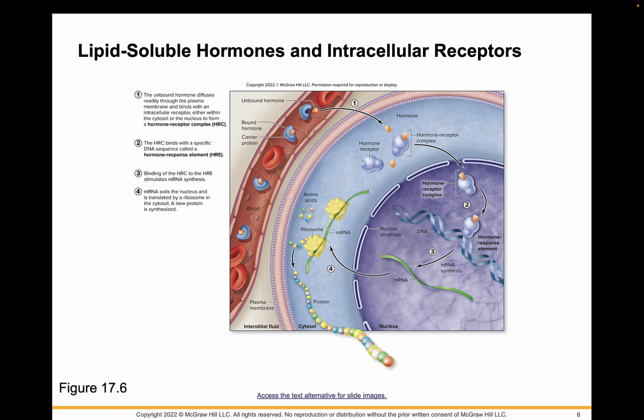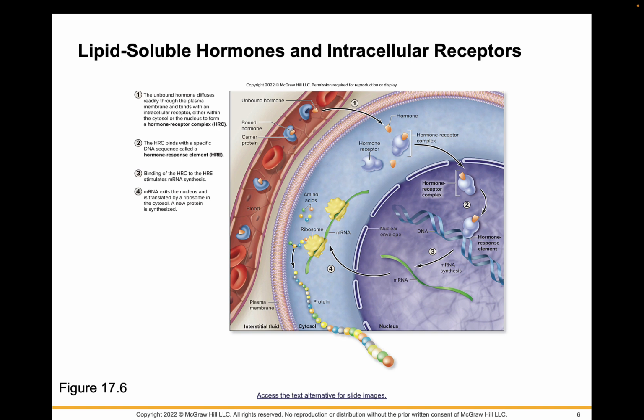The binding of the hormone receptor complex to the hormone response element will actually stimulate the synthesis of new messenger RNA. Now, that messenger RNA will actually exit the nucleus, and it's going to be translated by a ribosome into some new protein. So this is the general mechanism in how all lipid-soluble hormones are going to work. They act by generating or creating new proteins.